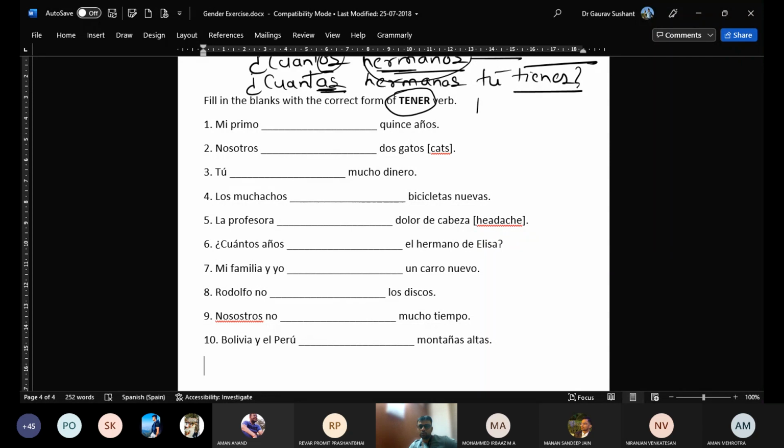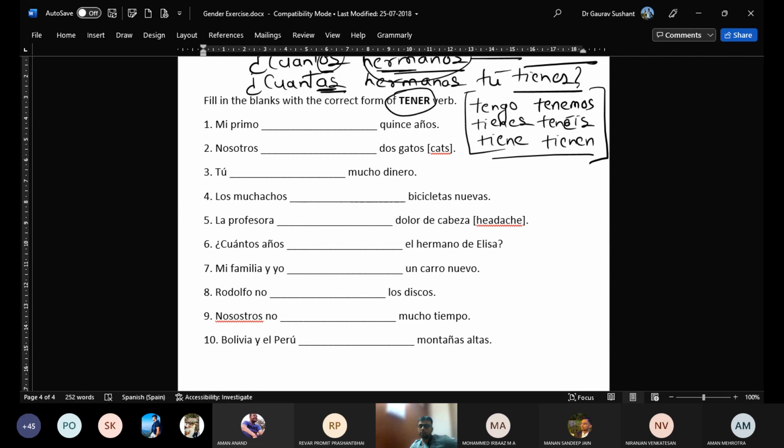I'm writing down the conjugation again here, so that if somebody has not noted it down completely, you can do it from here. Tienen, tenemos, tenéis, and tienen. Okay, so this is the structure.